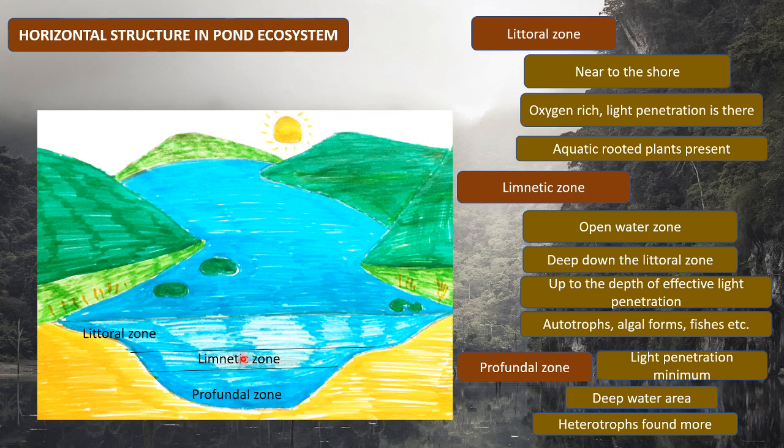All the debris of the algae and any animal would be decomposed by the heterotroph organisms, because they do not require photosynthesis. So all these organisms would be present in this deep water area, where there is minimum light penetration. There is also a benthic zone present, which is the substratum, the basal portion of the pond. So this is how a pond ecosystem can also have horizontal layers.